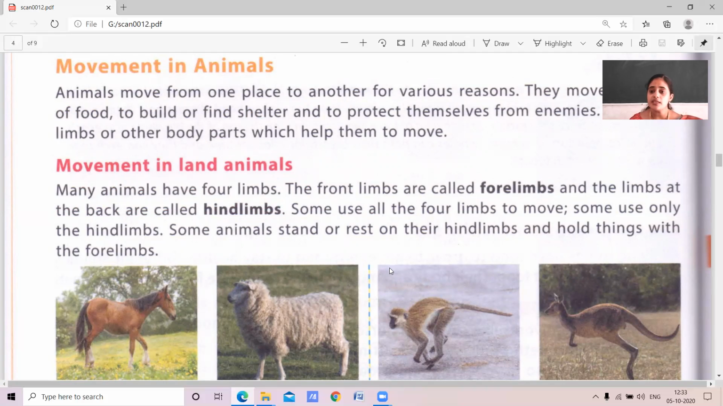Some use only hind limbs for movement. That means they use their back legs for moving from one place to another. Some animals stand or rest on their hind limbs and hold things with the forelimbs, the limbs present in the front. They hold the object with the forelimbs and move with the hind limbs.